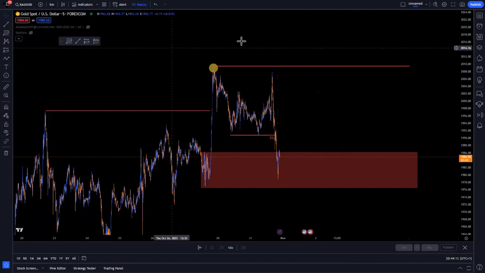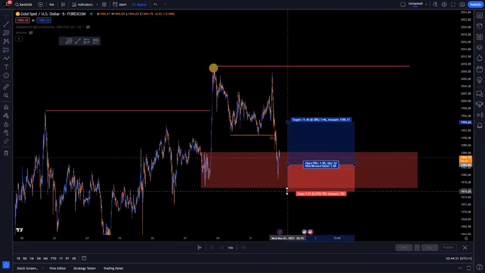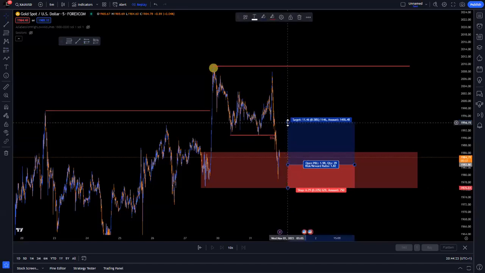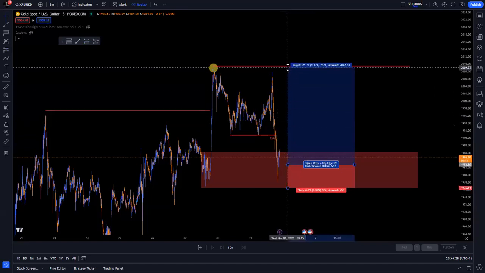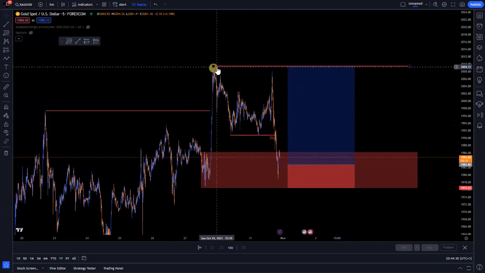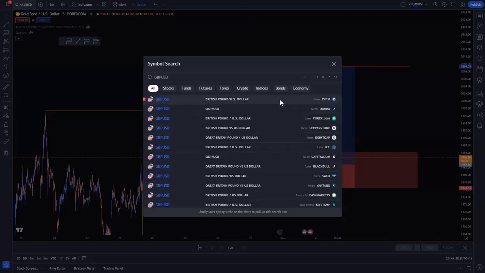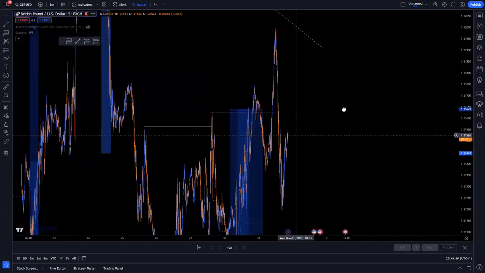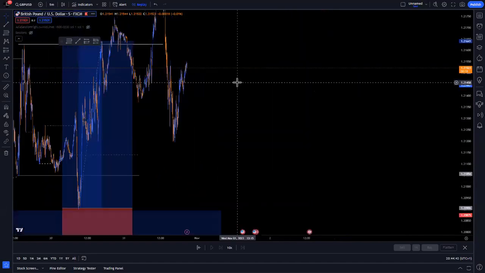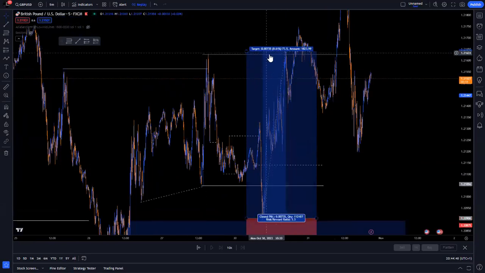Now use your external range liquidity as your take profits. Assuming we are able to buy price here, with our stop loss at this point, I will be looking to take profit at external range liquidity. Now external range liquidity is my swing high. I'll be looking to take profits at my swing high. Same thing I did for the GBP USD I showed you earlier on. Taking profit at my swing high, which is here. Take profit at your swing high. As simple as that.